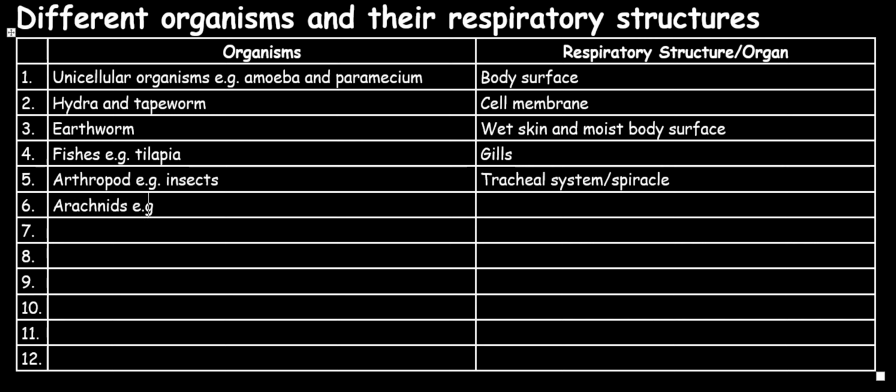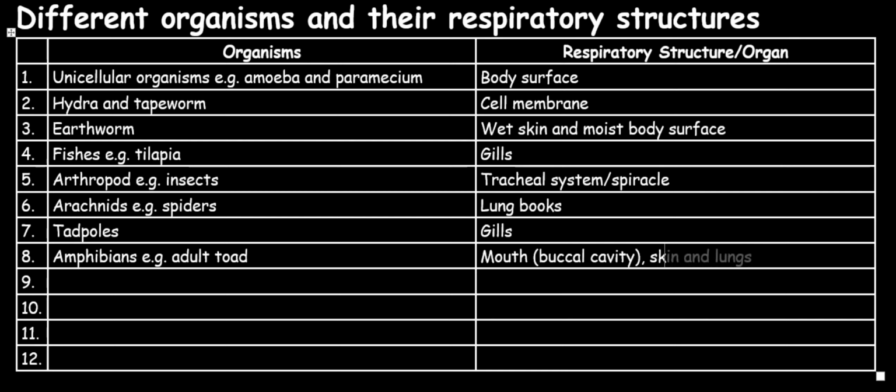For arachnids, e.g. spider, they have the book lungs as their respiratory structure. For tadpoles, they use their gills as their respiratory structure. For amphibians, e.g. the adult toad, they use their mouth, which is the buccal cavity, their skin, and their lungs for their respiratory structure. For mammals, reptiles, and apes, that is the birds, they have their lungs as their respiratory structure.